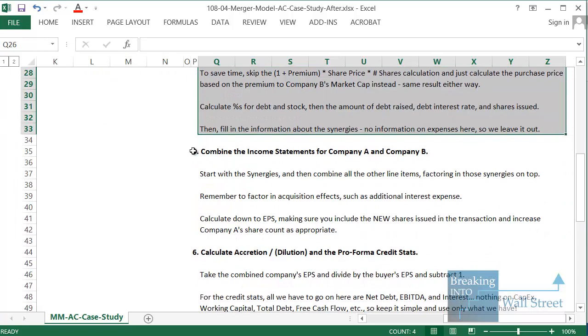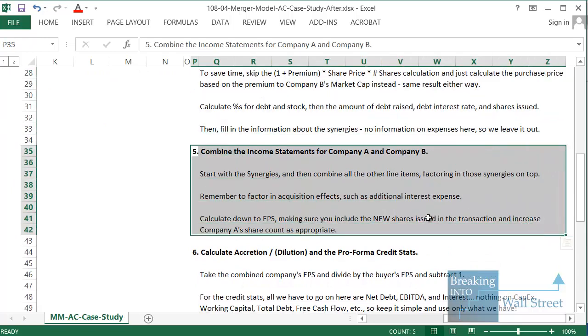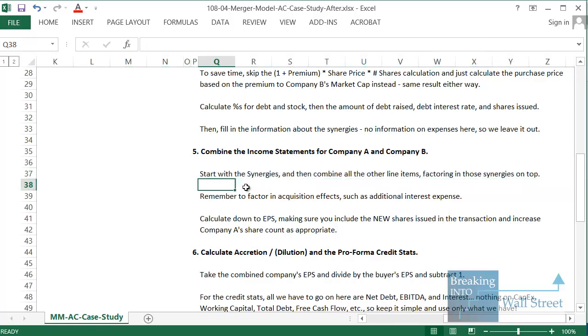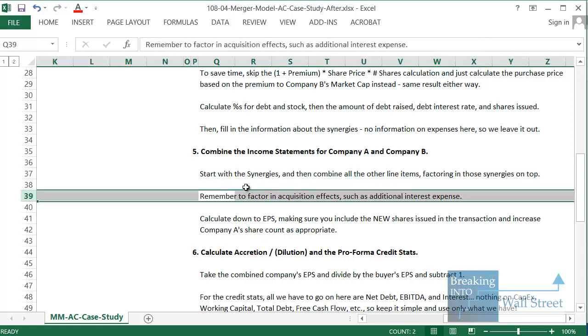Now what we want to do is move to step 5 and calculate or combine the income statements for company A and company B. We're going to start with synergies because that is a line item that doesn't exist in the separate income statements. Then we'll factor in all the other items and basically add them up. Then we'll factor in other acquisition effects like the additional interest expense and also the shares outstanding, the new shares that get issued.